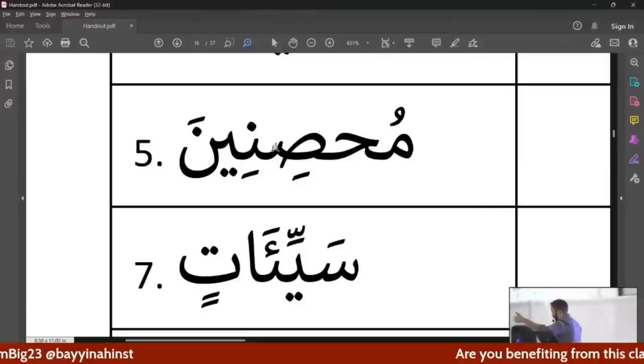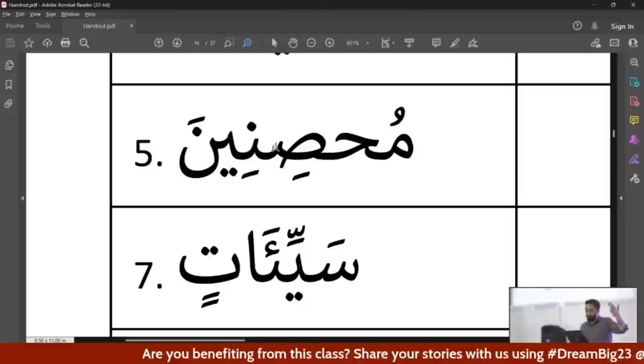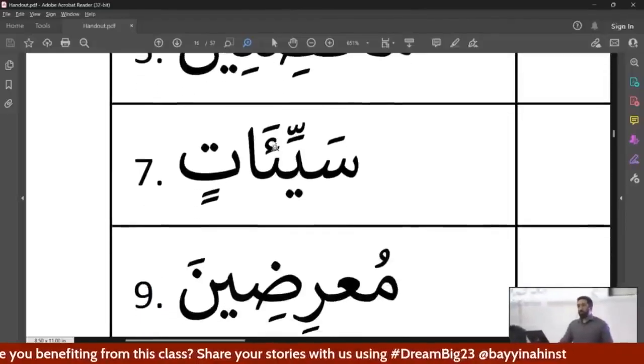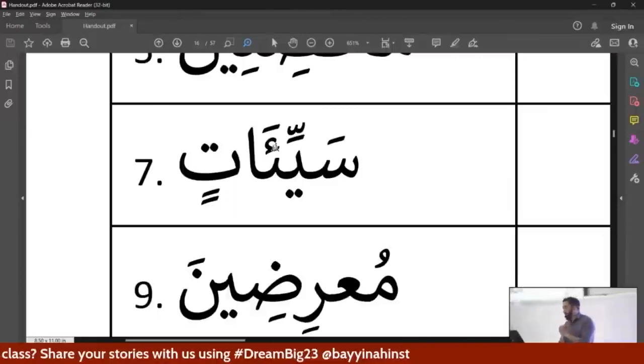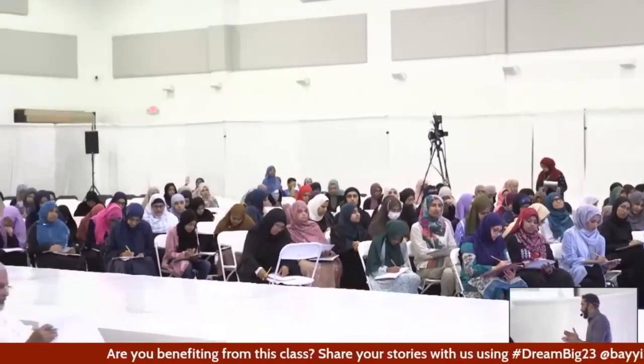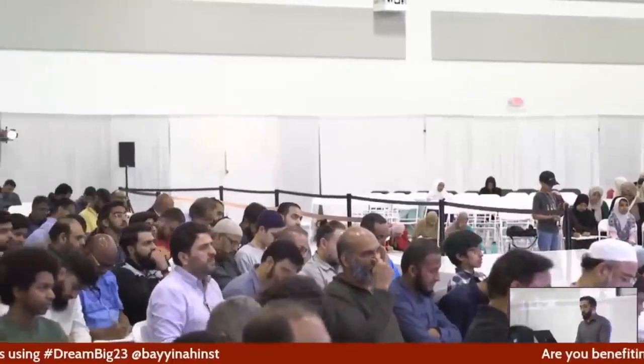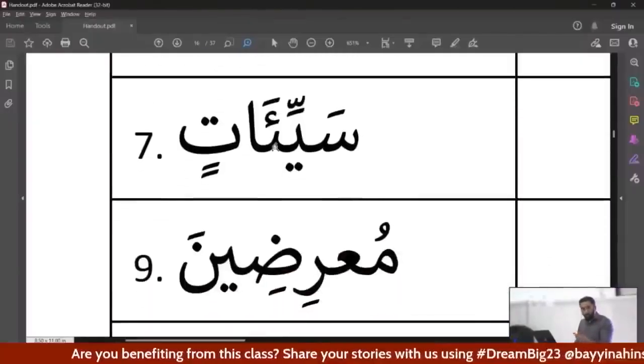Numbers and status. Nasab or jar. Very good. Gender. Okay, number 7. Status. Sound or combination? Always, always, always combination. Now that you know combination, what's your answer? Plural. Feminine. Status, status, status. Nasab or jar. Excellent. Mu'ridina should be the same as muhsinina. Yeah, so number 9 should be the same as number 5. Because you see ina on that one and ina on this one, so the answers are going to be the same.